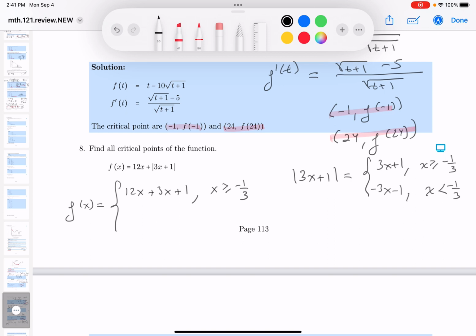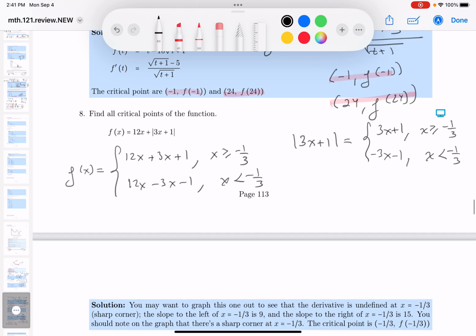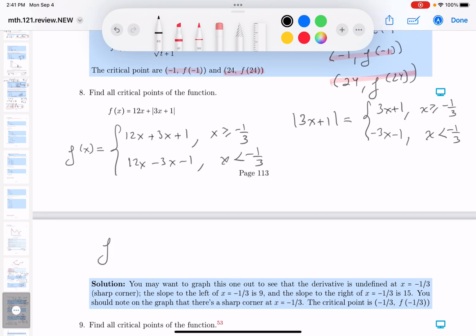What is it going to equal if it's below minus 1/3? It's going to equal 12x minus 3x minus 1, and that's if x is less than minus 1/3. I'm going to clean it up a tiny little bit. F of x equals 15x plus 1, x greater than or equal to minus 1/3. And then it's going to be 9x minus 1 if x is less than minus 1/3.